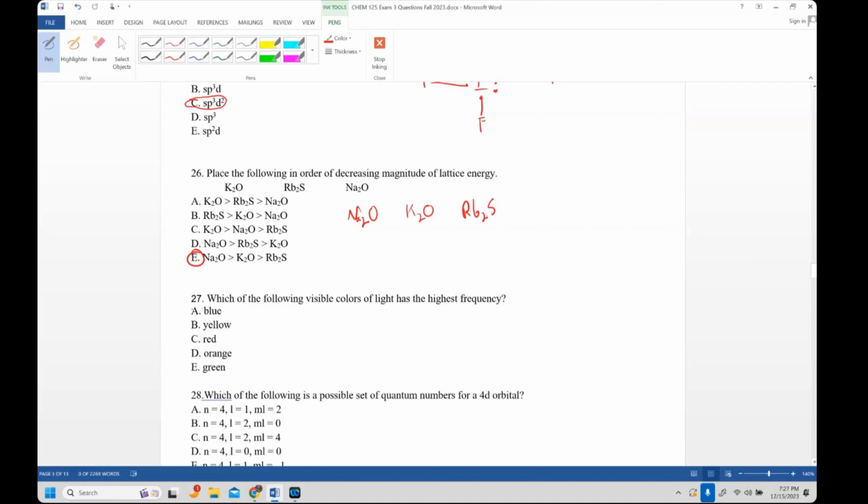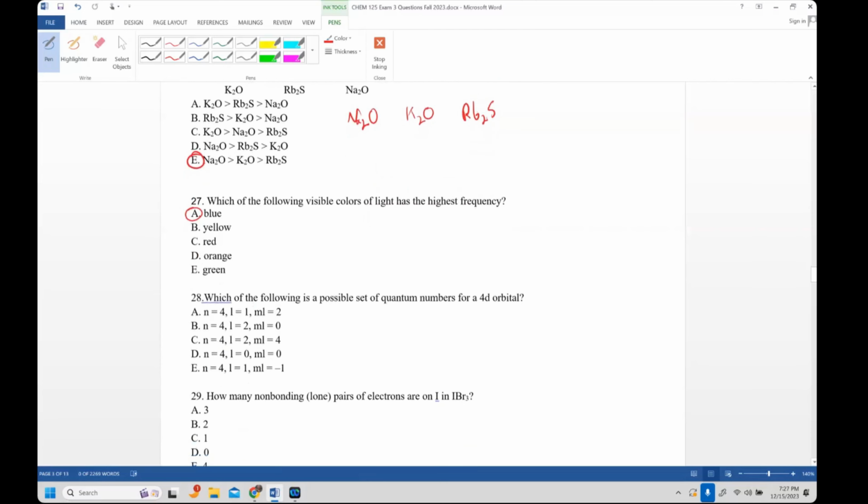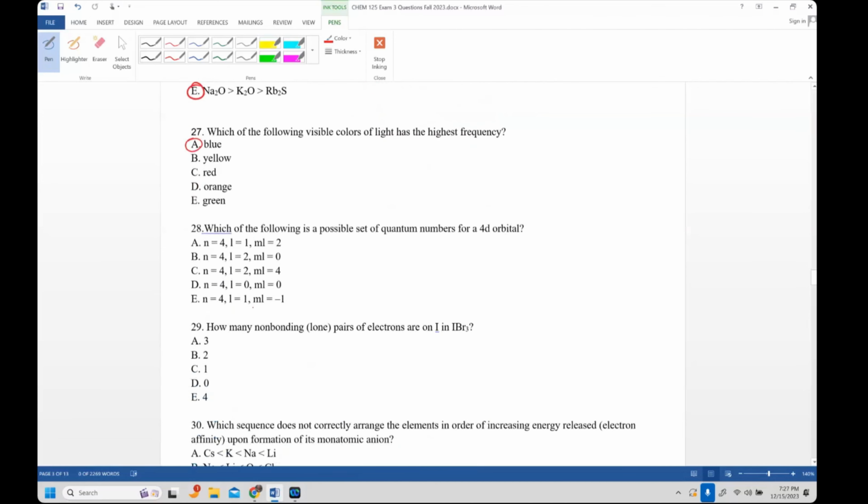those blues and violets and pinks, well, not pinks, but purples, are going to be higher frequency and they produce more energy. So blue. And it's in the order of ROY G. BIV, from lowest energy to highest. ROY G. BIV.